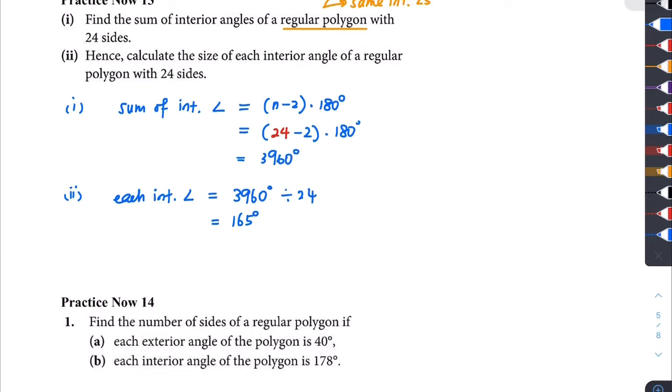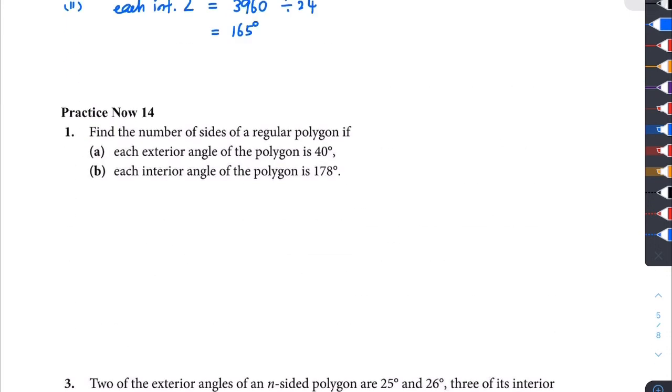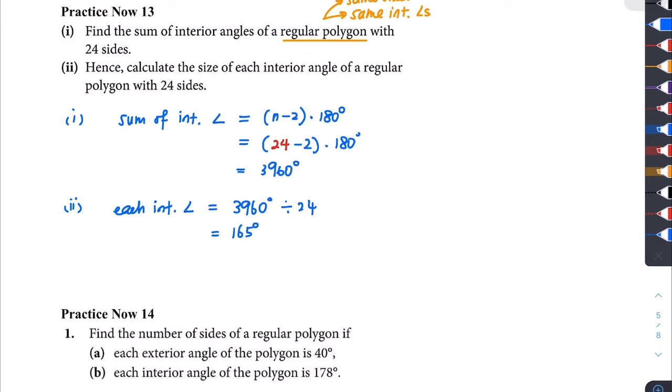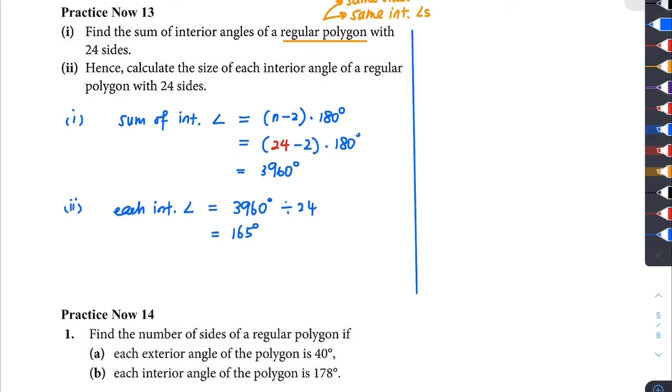Right? We clear? Now, there's an alternative way if they ask us to find the interior angle directly. Okay, let's see whether we have such questions below. Now, let's say they don't have part 1 and part 2 and we are supposed to find the interior angle directly.